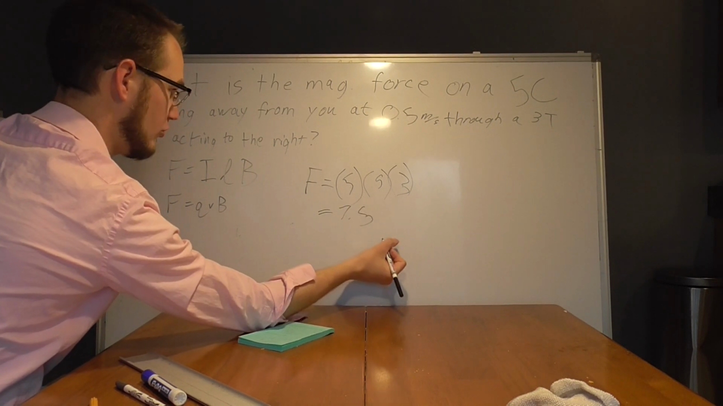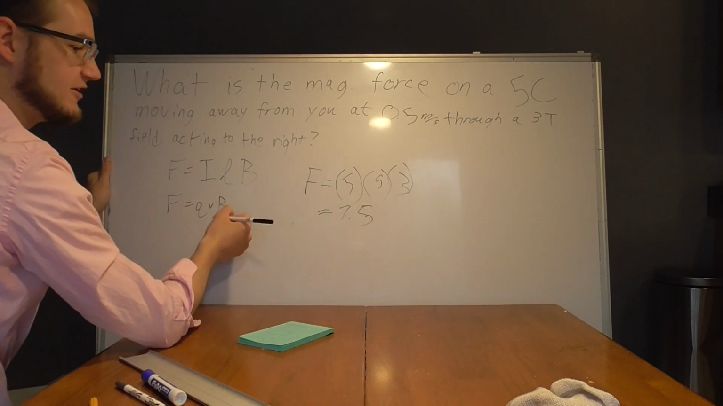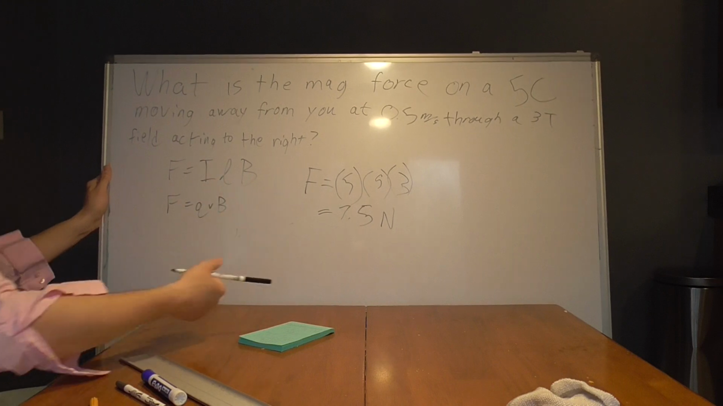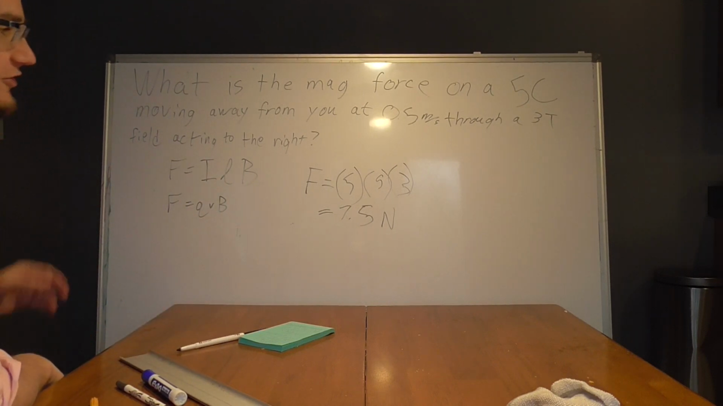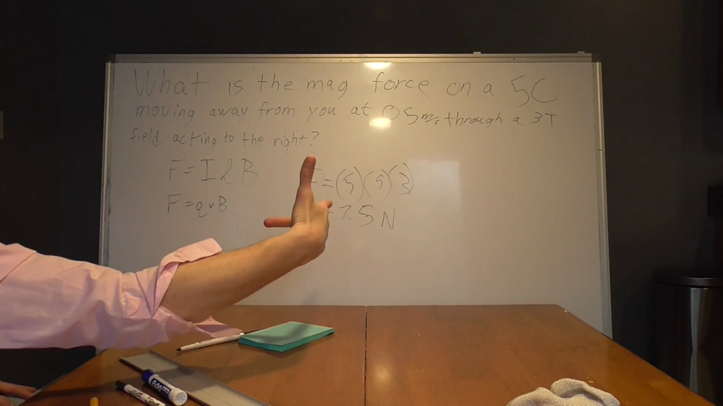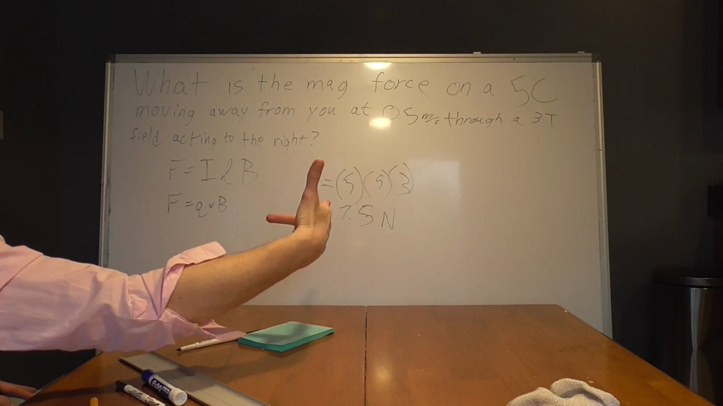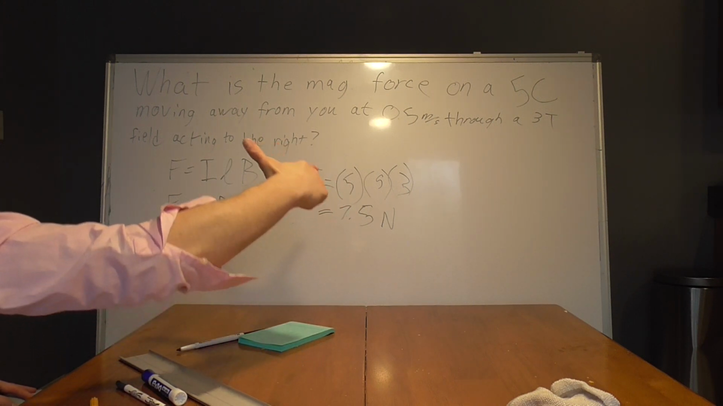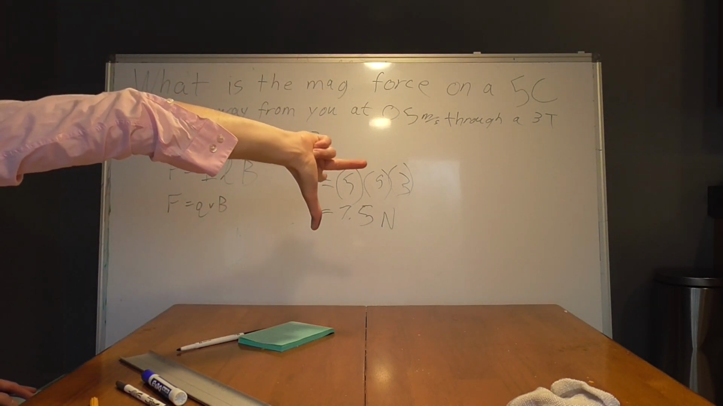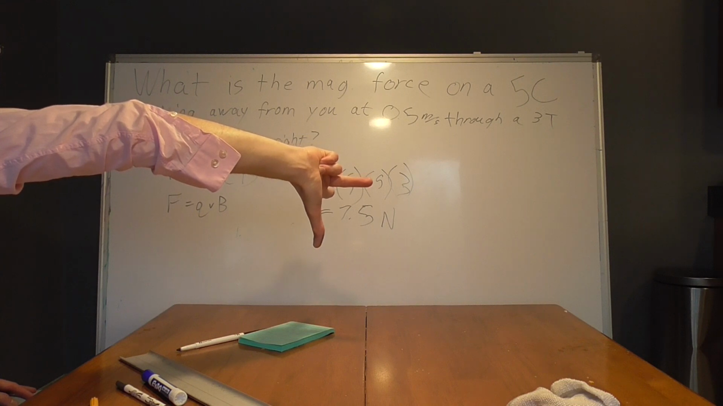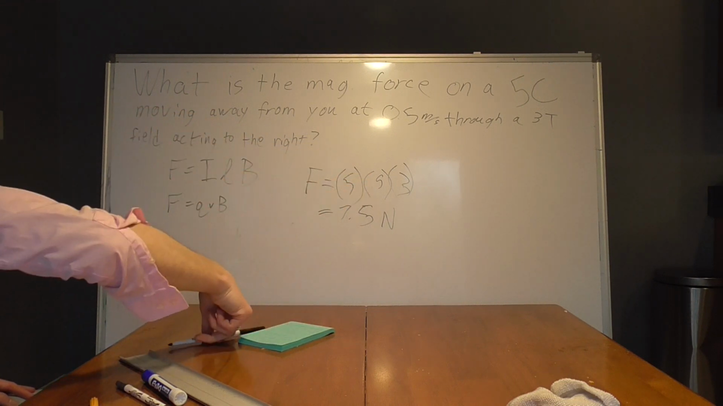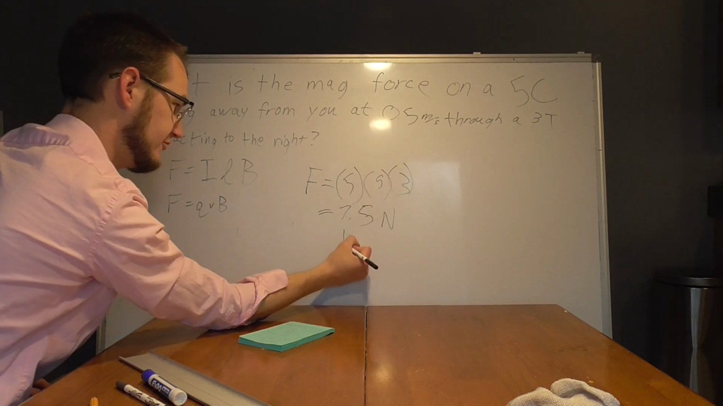And this is a force, so the answer is in newtons. But we're not done yet because we've got to have the direction. So my charge is going into the board. Okay. The field is acting to the right, so I need to point my middle finger in the direction of the field. And that leaves me with the force, which is my thumb, and my thumb is pointing down. So this value is 7.5 newtons down.